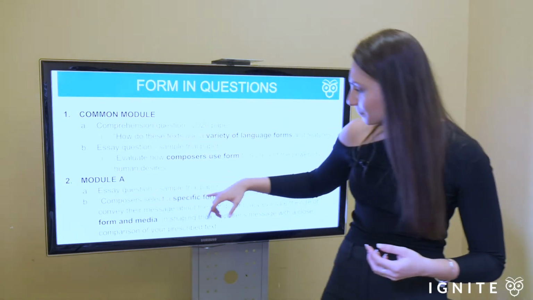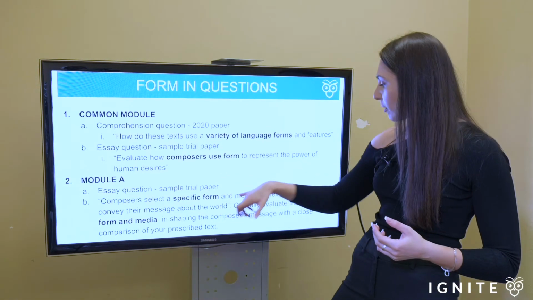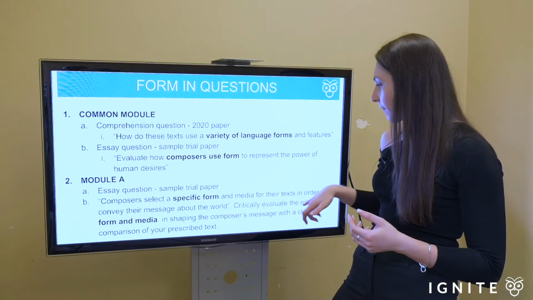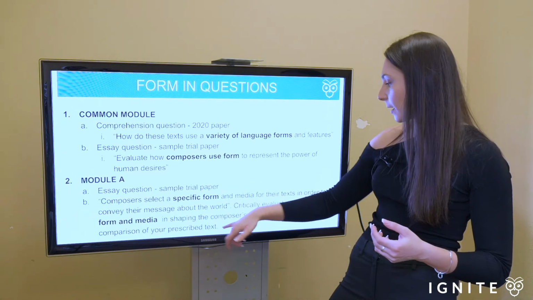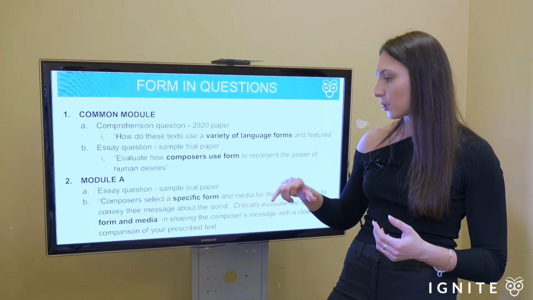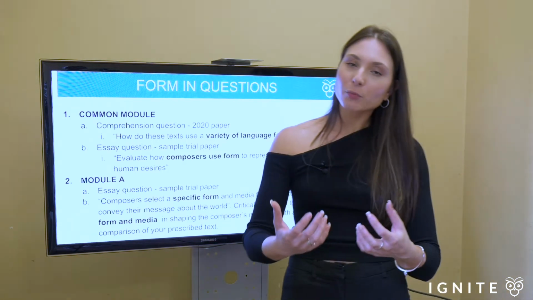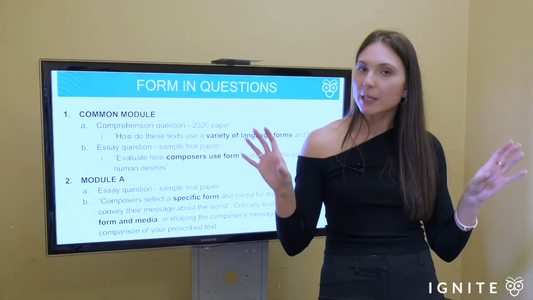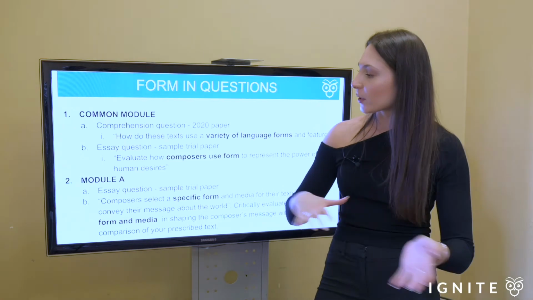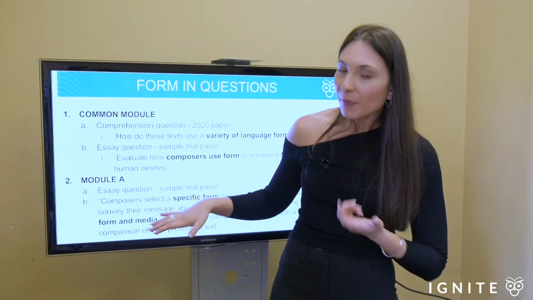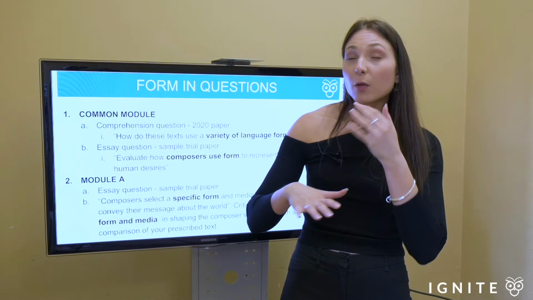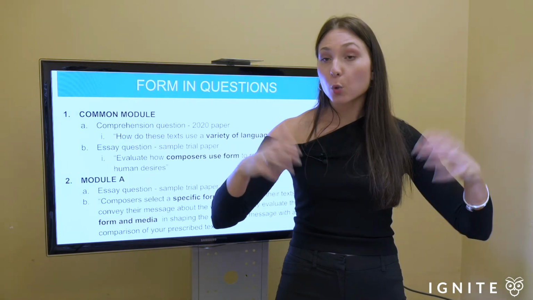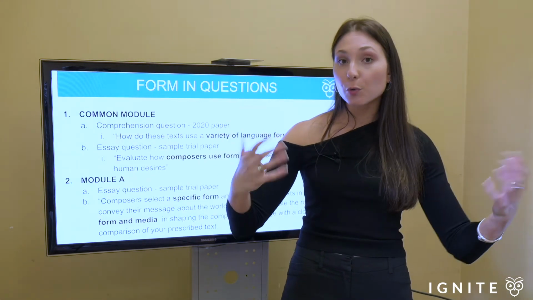Module A, essay question. Composers select a specific form and media for their text in order to convey their message about the world. Critically evaluate the role of form and media in shaping the composer's message with a close comparison of your prescribed text. And as I mentioned earlier on, in Module A specifically, there are distinctive contrasts to be made between the forms of the text that you're studying. And this question has directly asked you, what is it about those differences in form that allow the underlying ideas that may connect those two texts be enlivened or challenged in different ways because of the new mediums these composers have chosen?